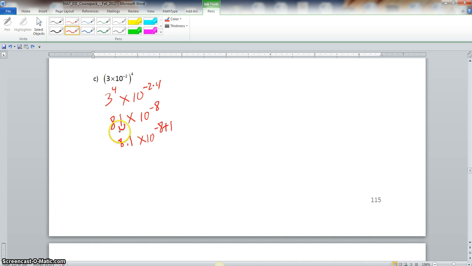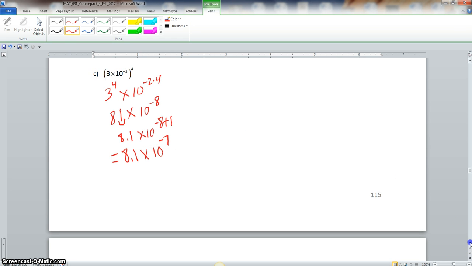Now, whenever we move a decimal to the left, no matter how many spaces it is, we must add that value to the exponent of this 10. So since we move one place, we will add 1 to the negative 8. Had we moved two places, we would have added 2 to the negative 8. So now, our final answer would be 8.1 times 10 to the negative 7 power. And that will be our final answer for C.